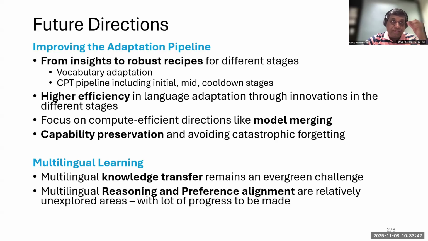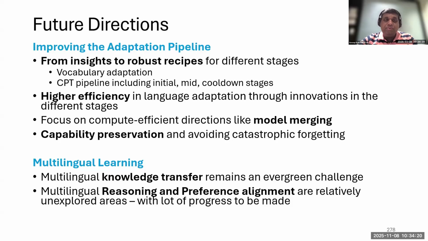From the point of view of improving the adaptation pipeline, the general workflow that we talked about, a lot of the methods we talked about have given us a lot of insights and findings. But the next obvious step would be, can we put these insights into robust recipes which work end to end and help us extend English LLMs to new languages? There are some efforts like Sailor 2 which have come up with such pipelines, and we need more of the same. Efficiency is, of course, a prime concern in this work.